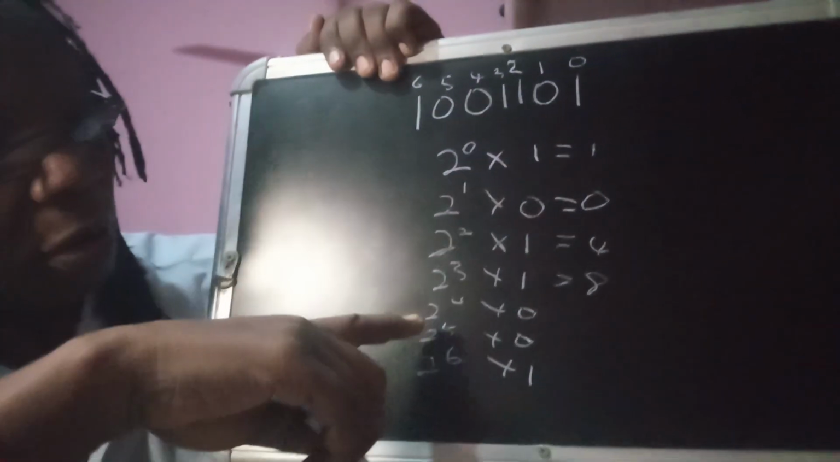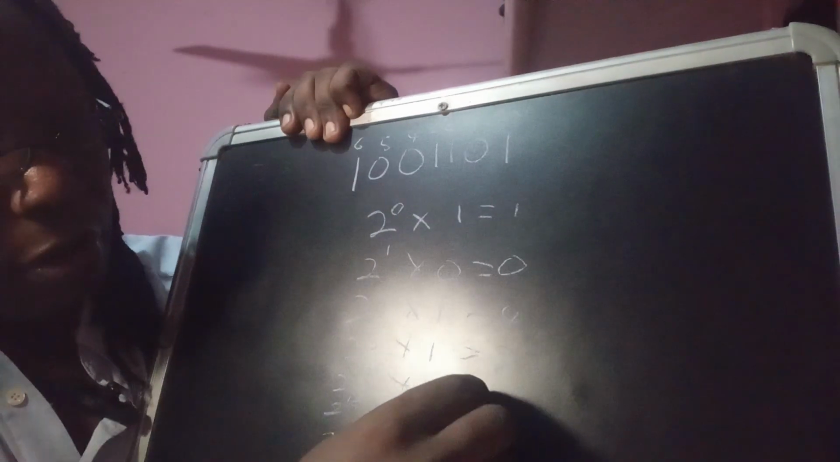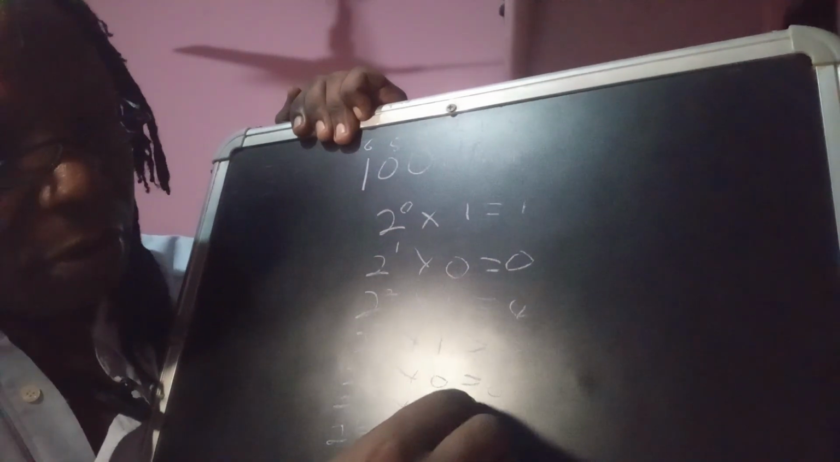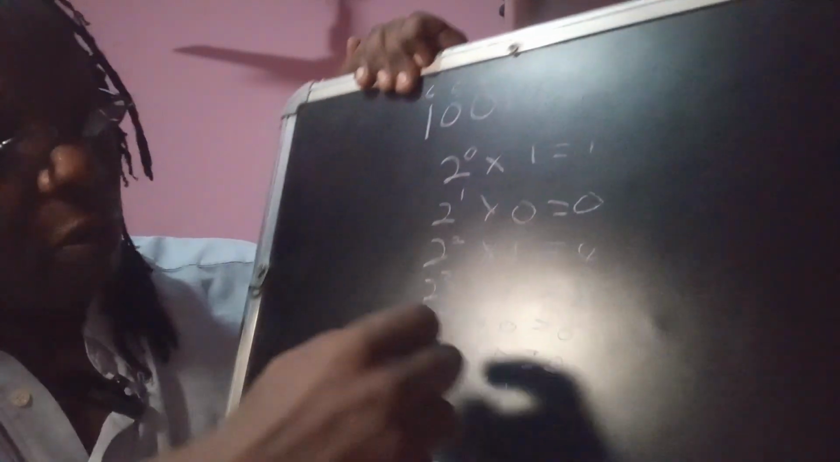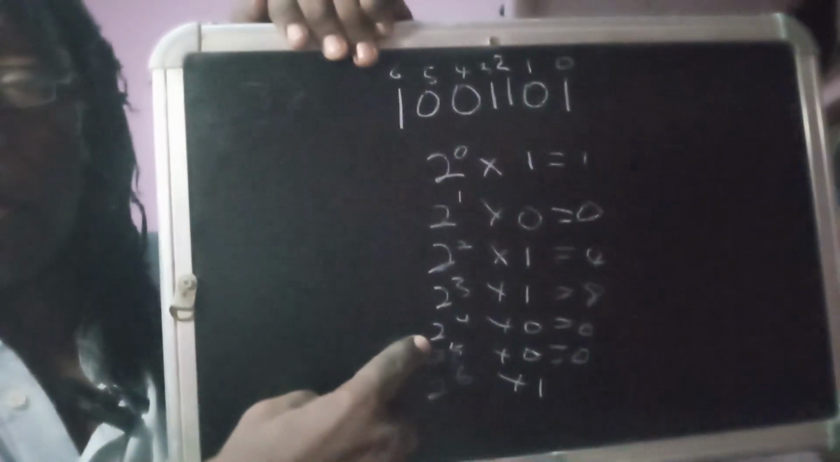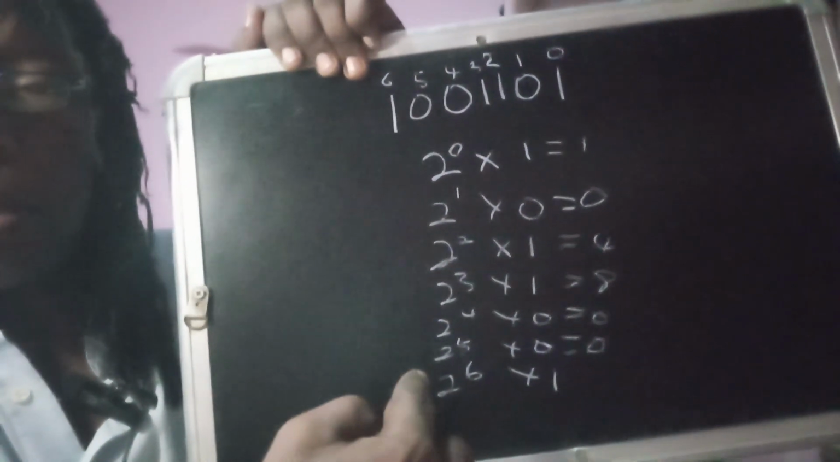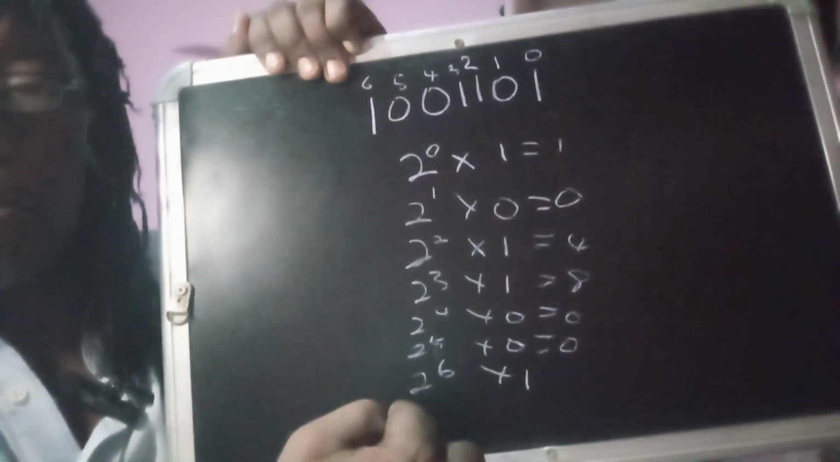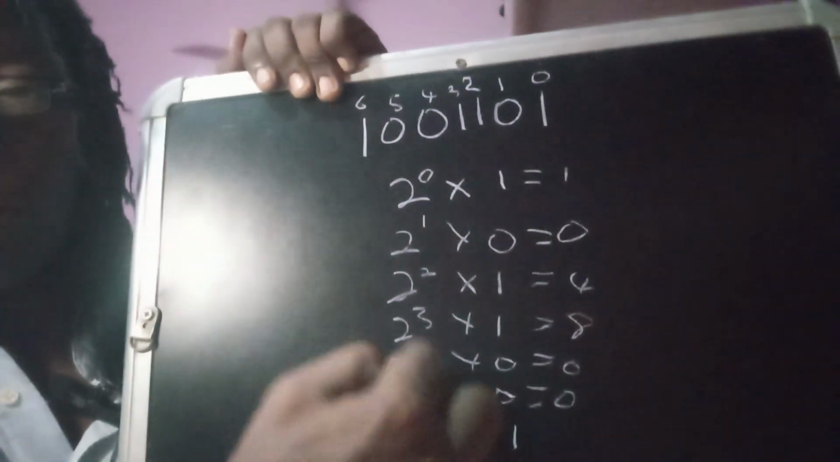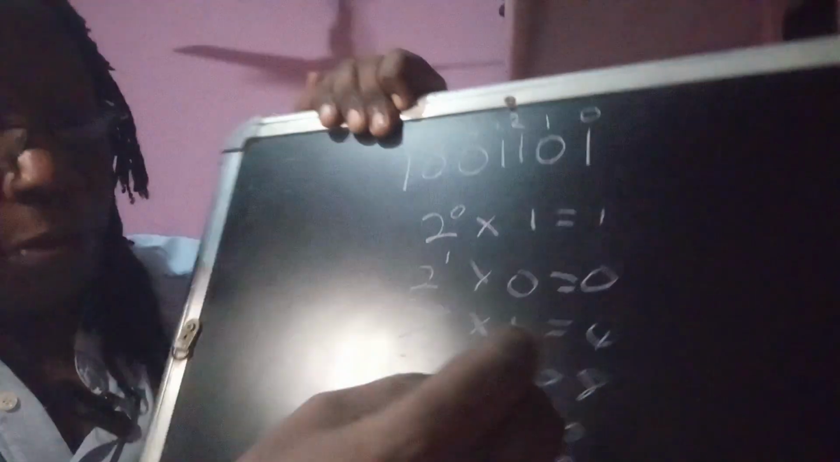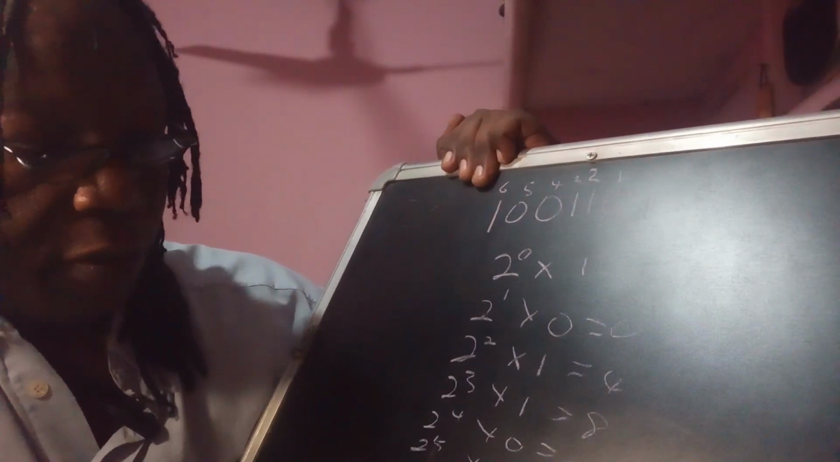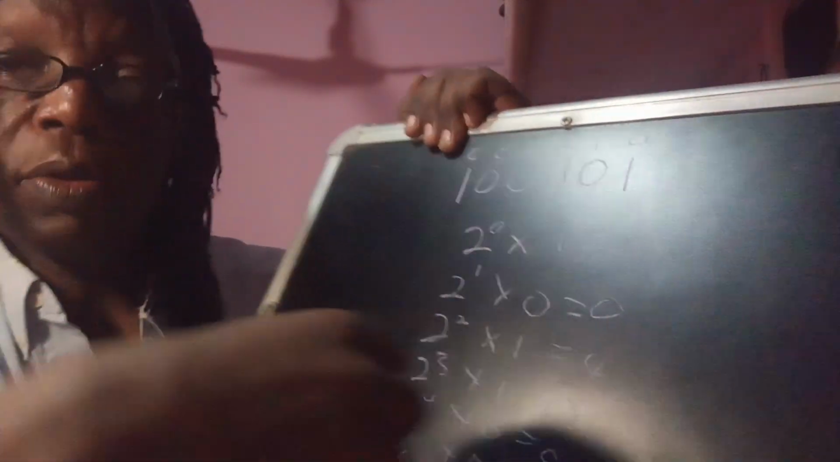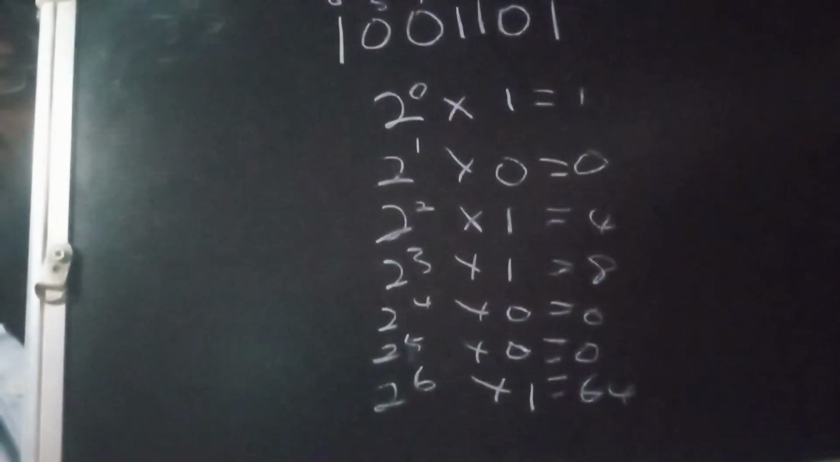And of course any number multiplied by 0 will give us 0, as you can see. This would give us 16, but we multiply by 0, and this one would give us 32, times 0, and this one will give us 64: 2 times 2 times 2 times 2 times 2 times 2, six times, gives us 64. So we have gotten these values.